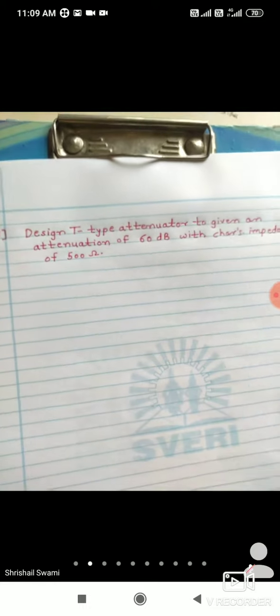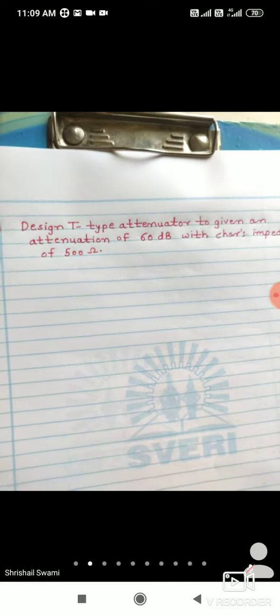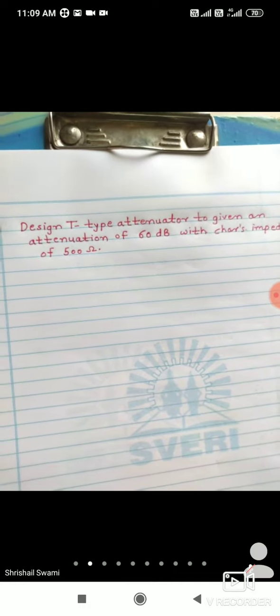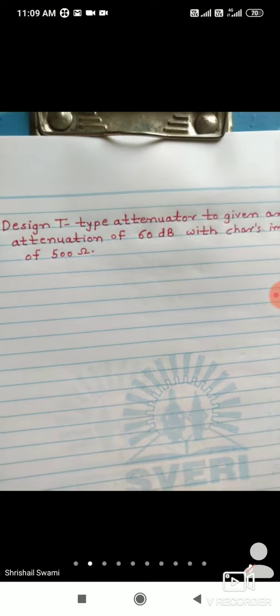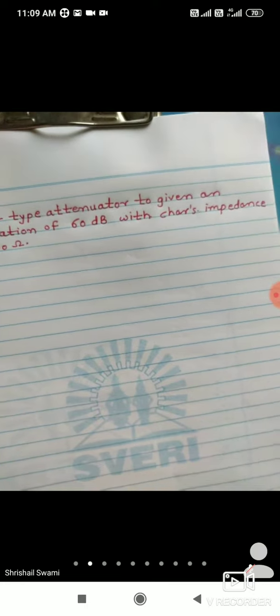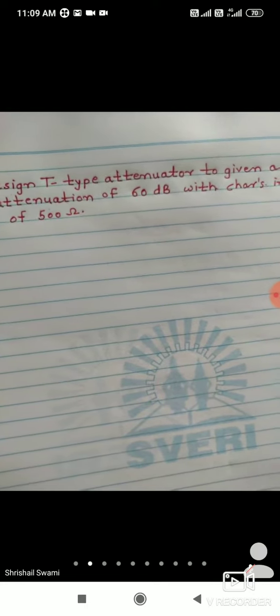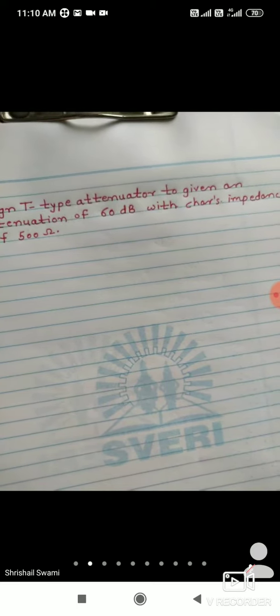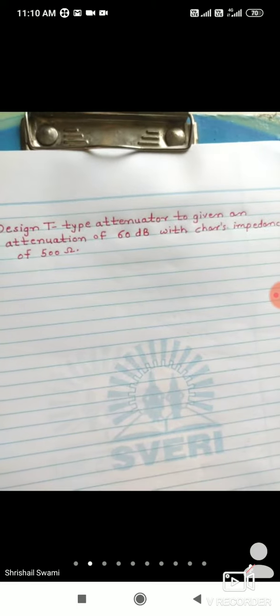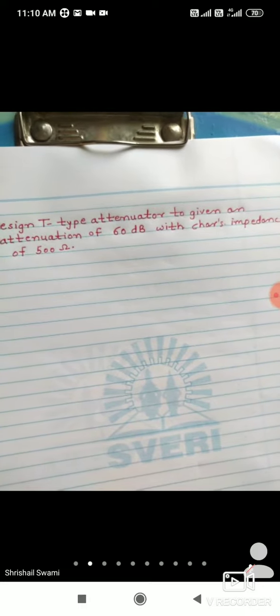We have to design the T-type attenuator. Before starting, you have to carefully read the question and note down which type of attenuator they asked. Here they are asking T-type. Next, attenuation: how much attenuation they have given? You write it as capital D, that is 60 dB. And next, characteristic impedance is given as 500 ohm. Many students are writing K is equal to 500 here. Here K is replaced by R0. Always remember, K is in case of filter; in case of attenuator, it is R0.